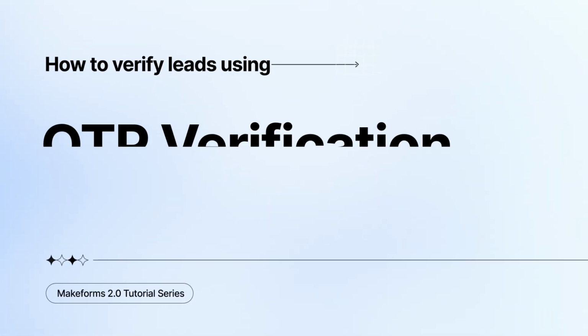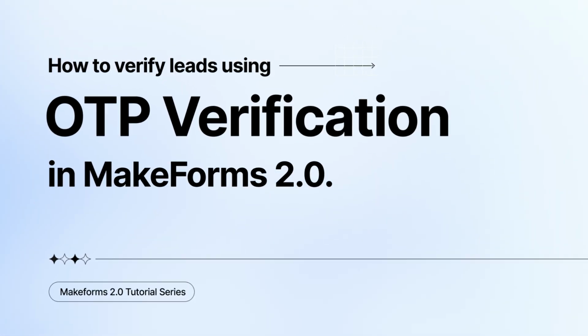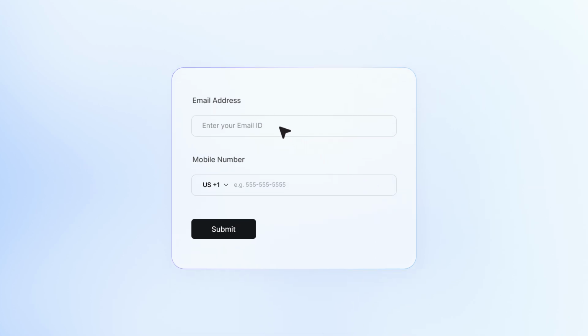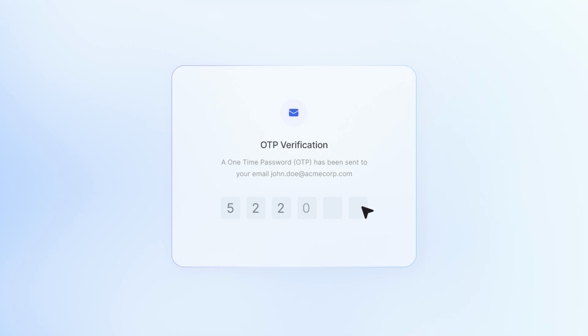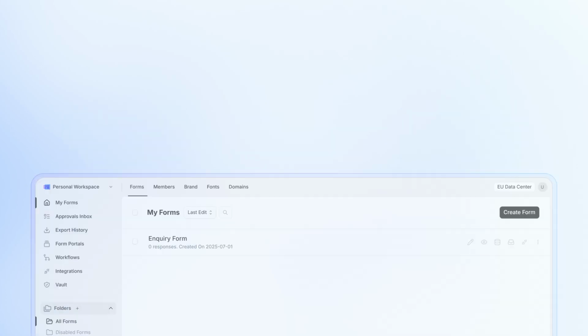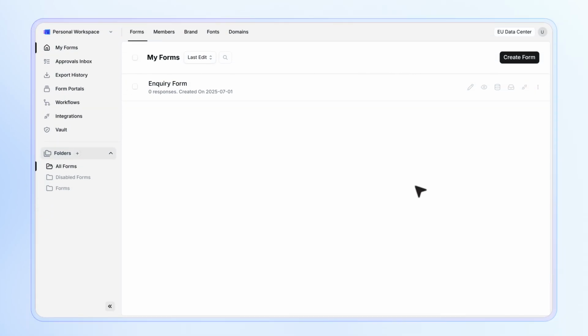In this video, we'll show you how to verify leads using OTP verification. Adding OTP verification helps confirm that the email address or phone number entered by the user is valid and active. It filters out fake entries, reduces spam, and improves the quality of your leads without adding any friction to the experience. Let's get started.